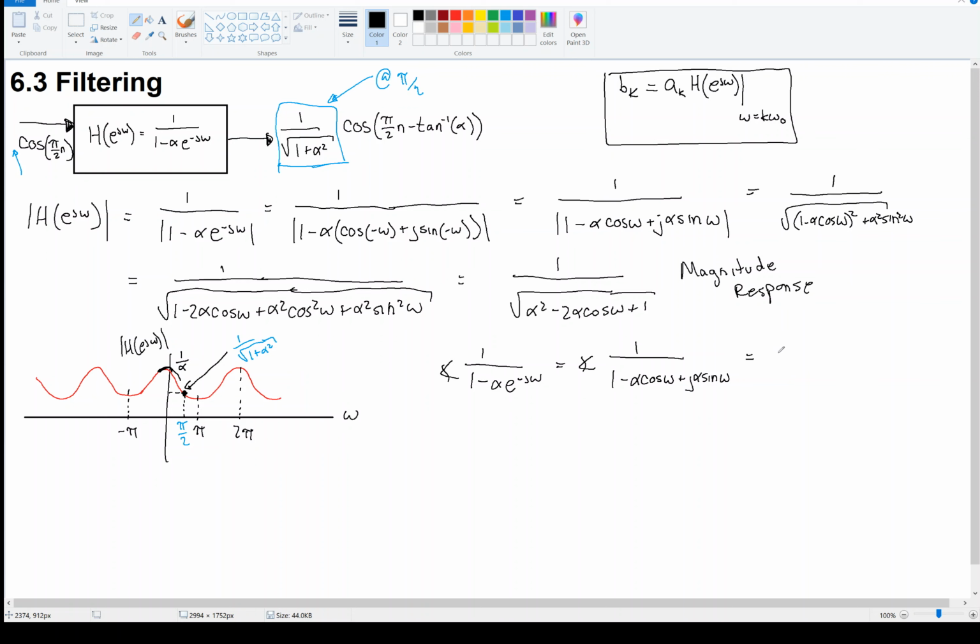So the phase of the numerator is 0 minus the phase of the denominator, and the phase of the denominator is the inverse tangent of the imaginary part over the real part. Like this. Of course, you don't have to write the 0, but that's the expression. So now you pick a value of alpha, whatever your parameter alpha is, maybe 1/2, and you can make a plot of this. So let's do that.